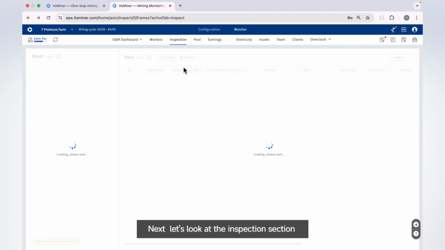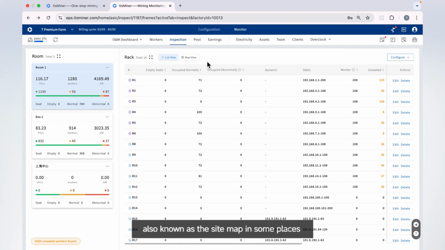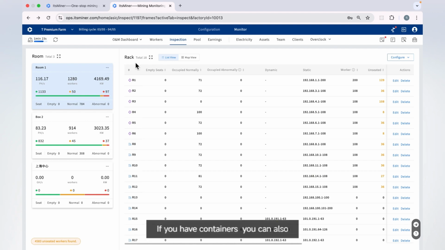Next, let's look at the inspection section, also known as the site map in some places. This interface mainly includes two levels. The rooms and the racks. If you have containers, you can also map the containers to rooms or to racks.